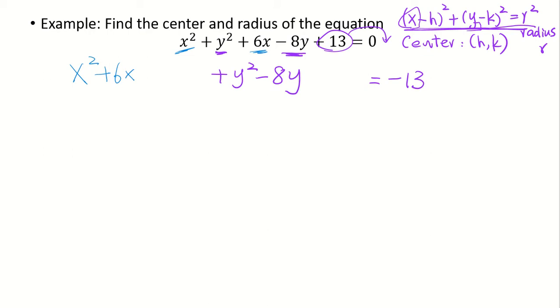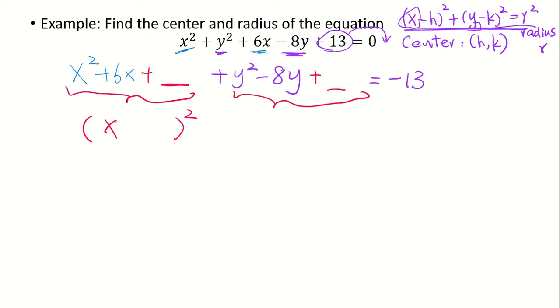Okay, so then I'm going to complete the square here. I'm going to add a term over here so that these three terms will become (x plus something) squared. And I'm going to do the same over here, add some number so that those three terms will become (y plus something) squared. Okay, so that is my plan.